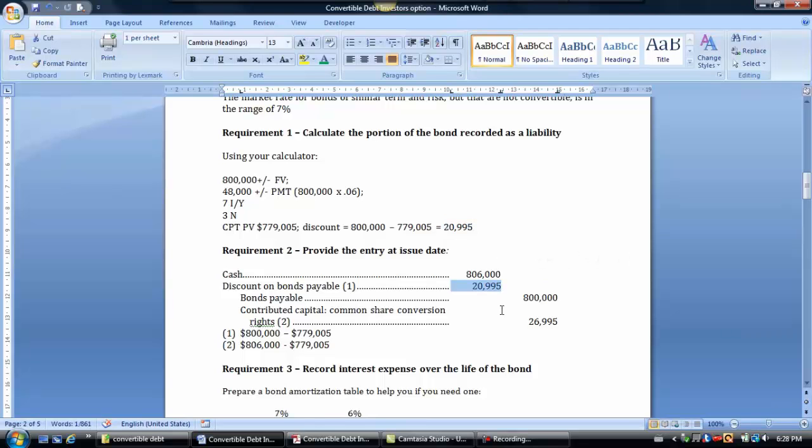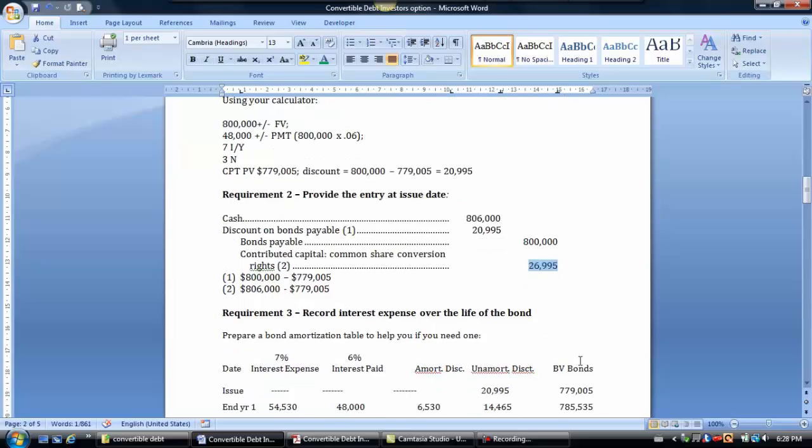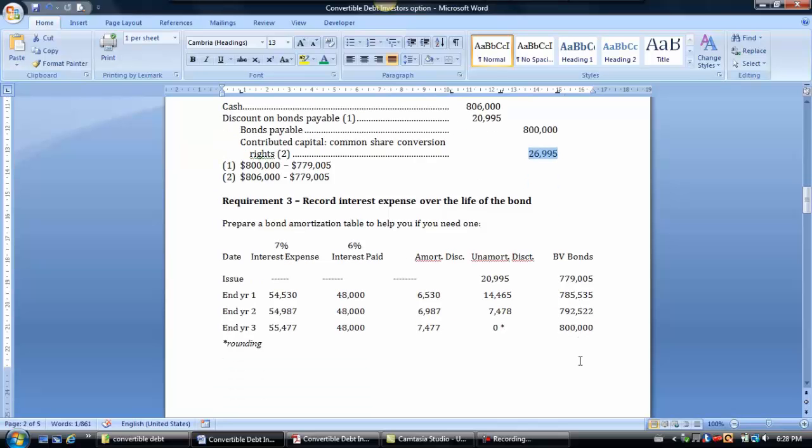We would set that up, and then again we would set up by squeezing out the value of the common share conversion rights, which is 26,995. So those rights, again, the value are squeezed out. Okay, and that's again following the incremental method. So now, again, since the bonds aren't converted, we as Nero are going to continue to pay interest. So what would the interest expense be over the life of the bond?